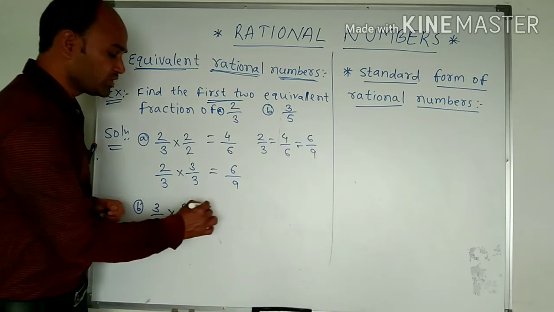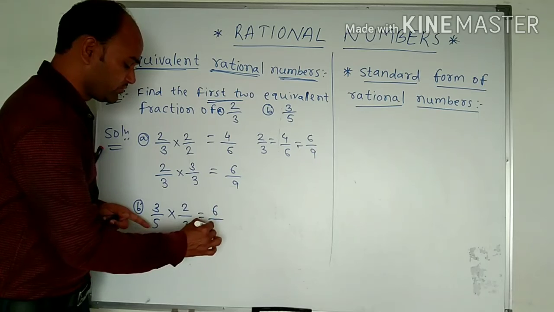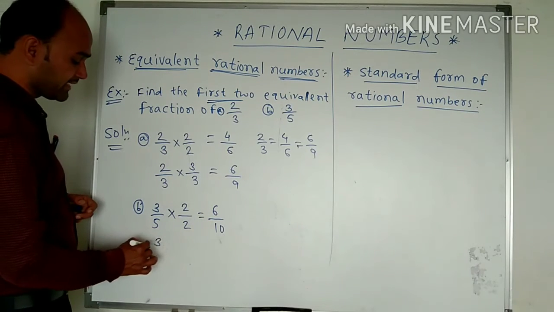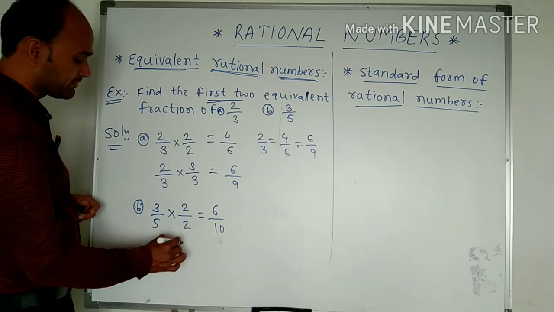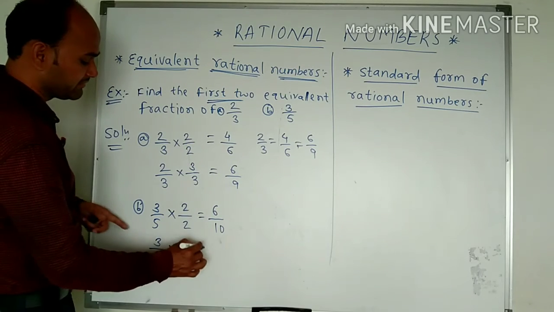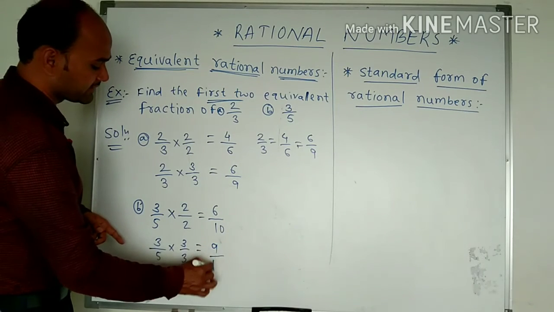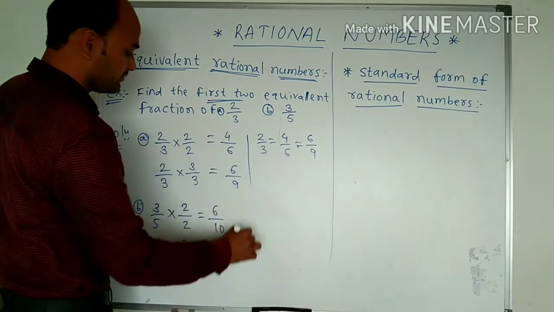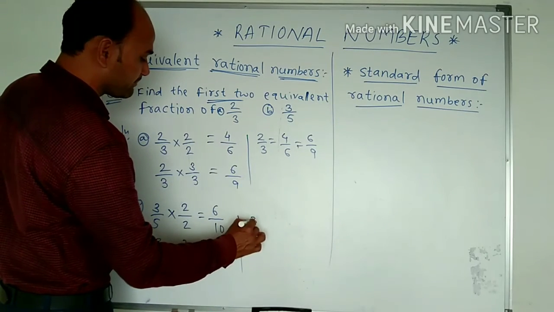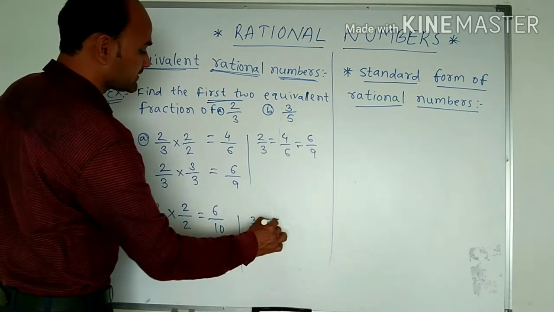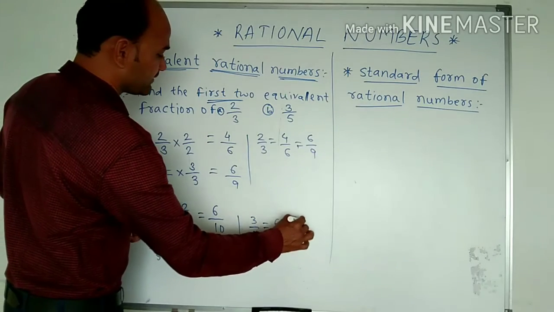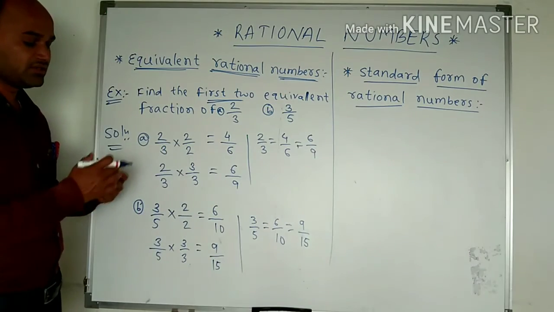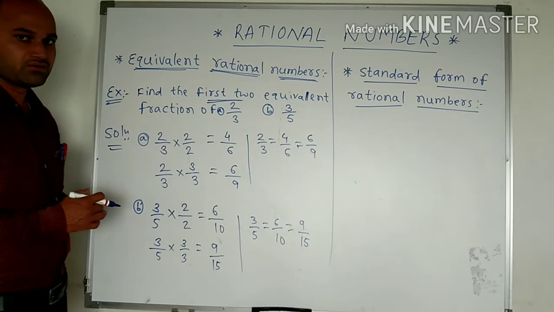That is, 2 3s are 6 and 2 5s are 10. Okay. Then next, for the second number we multiply by 3 upon 3. 3 3s are 9 and 5 3s are 15. So what are the equivalent fractions of 3 upon 5? They are 6 upon 10 and 9 upon 15. These are the equivalent fractions of 3 upon 5.